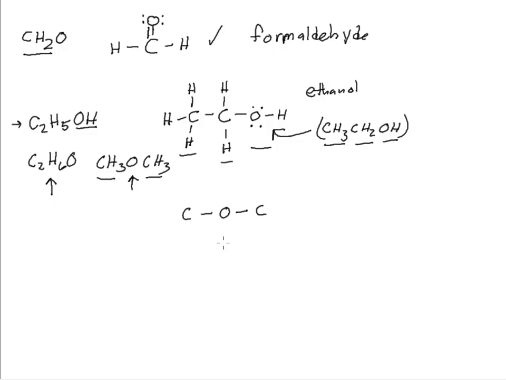We know that O needs 2 more bonds, and we have 2 CH3s right here. If we give 2 lone pairs to the O, just like every other oxygen we've discussed, we now have a proper Lewis structure of dimethyl ether, which is a structural isomer of ethanol.